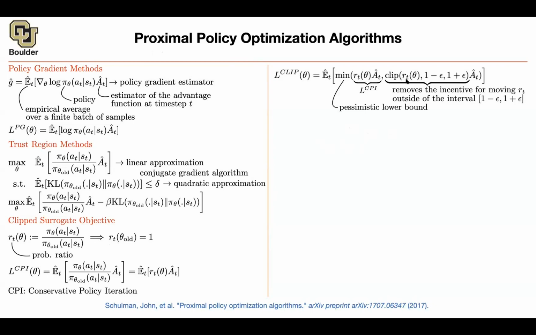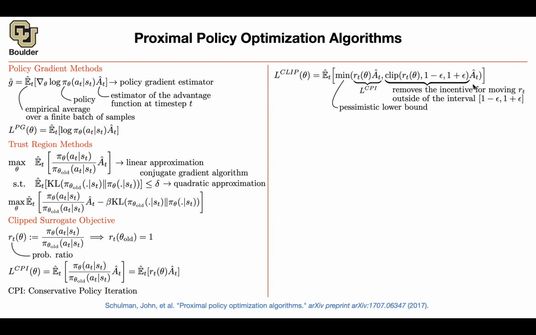If your r_t(theta) during training falls above 1 plus epsilon, or below 1 minus epsilon, clip it. Just set it to be 1 plus epsilon or 1 minus epsilon. This way you are removing the incentive for r to be moving outside of the interval 1 minus epsilon and 1 plus epsilon. Because as soon as it moves out, you're not going to see it. So your gradients are not going to get updated. So you're going to kill this term and you're going to focus only on A.